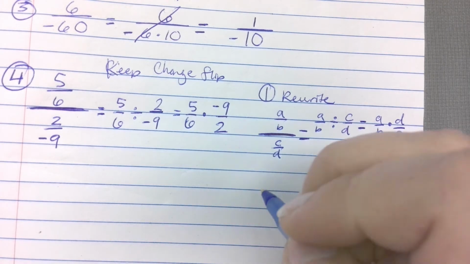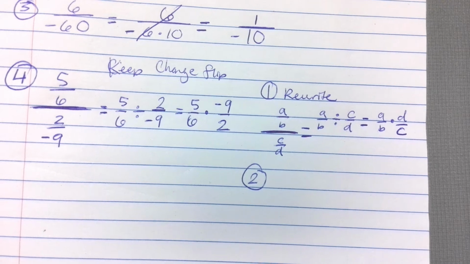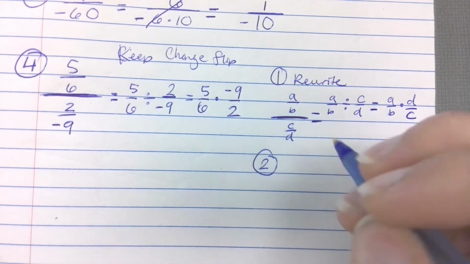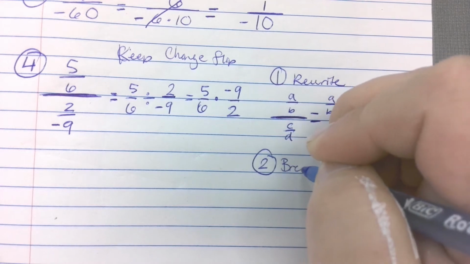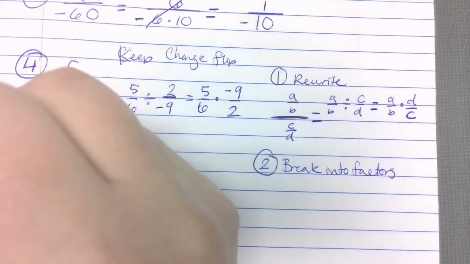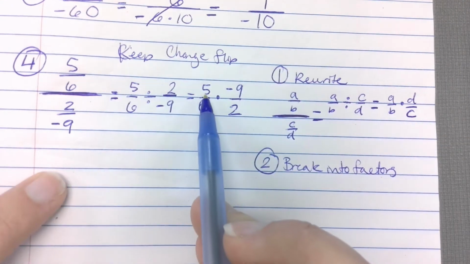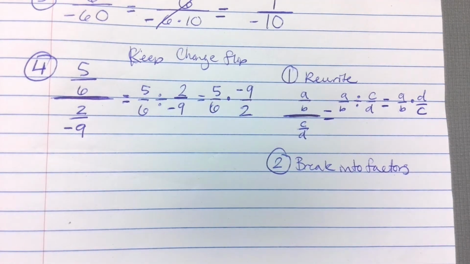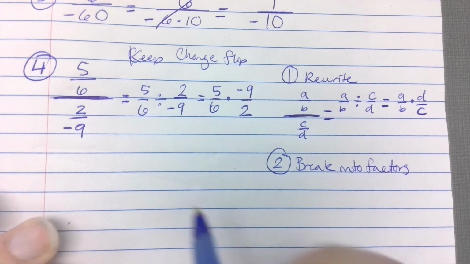Okay. Step 2. Break into factors. Can I break 5 down anymore? Are there any two numbers that multiply to 5 that are whole numbers? Just 5 times 1, which is called prime. Prime is when you can only multiply the number by 1 to get itself back. So we're going to leave 5 alone.